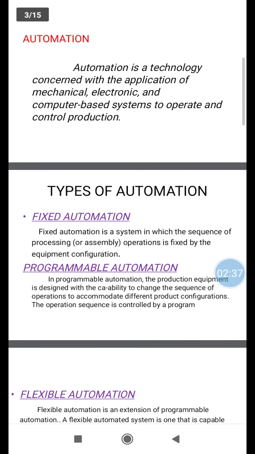The next type of automation is programmable automation. In programmable automation, the production equipment is designed with the capability to change the sequence of operations, in which you write programs. Those programs are related to operating a number of different operations. That operation sequence is controlled by the program. It is a combination of mechanical and computer applications, using fixed programs to control the automation operations.